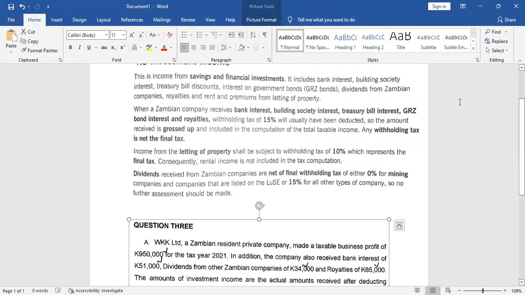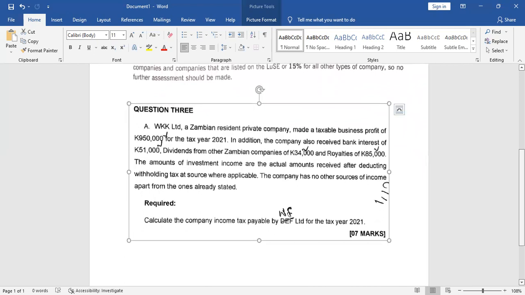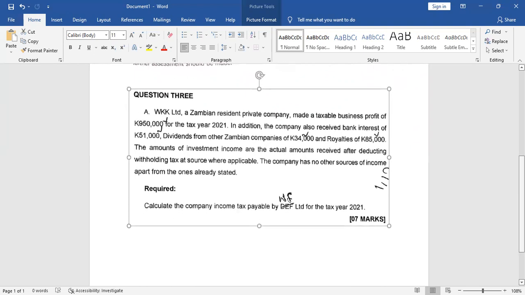So you will see how I will demonstrate this using question 3 of the test, the first test question from UNILAS, on how this should have been handled and calculated.